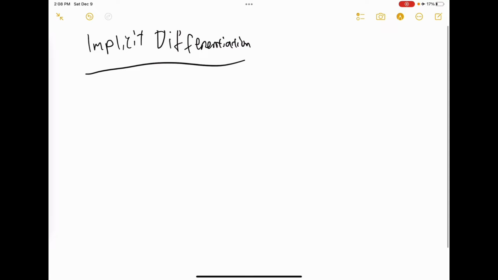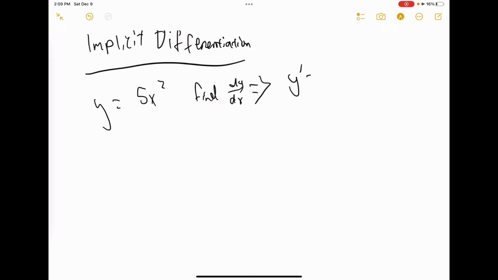So what is this? Well, normally if you're told y equals 5x squared, and you're told find dy dx, it's pretty straightforward. All you have to do is take the derivative of this function. So y prime equals 2, and you drop the power down, and you subtract by 1. So y prime equals 2 times 5x to the first power, or y prime equals 10x.